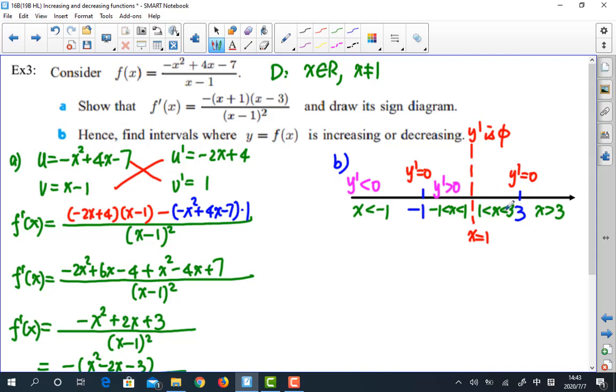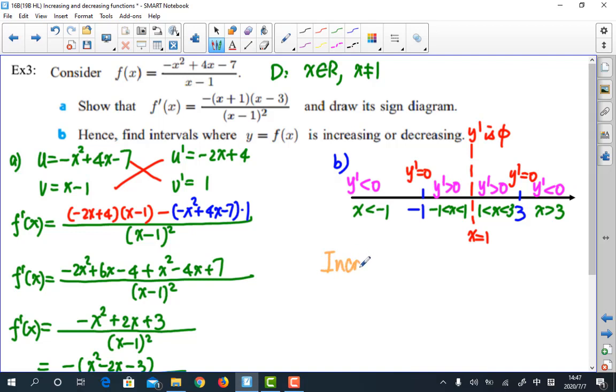So from 1 to 3, let's pick up x equals 2. Let's test the sign of y prime. So this 2 should be positive, negative, negative. It's still positive for the numerator. So the bottom is positive. So on this interval, y prime must be greater than 0. So when x is greater than 3, let's pick up a 4. So 4. So positive, positive, negative. So y prime should be negative.